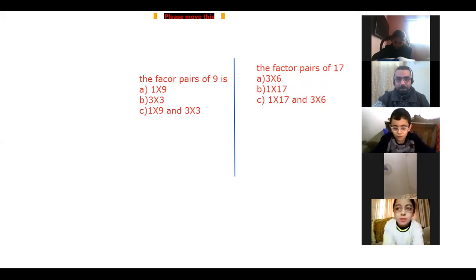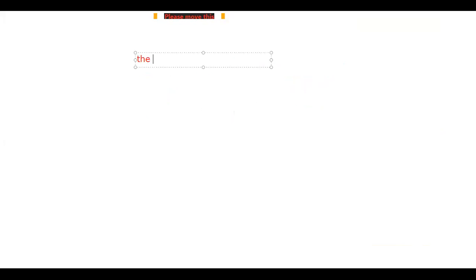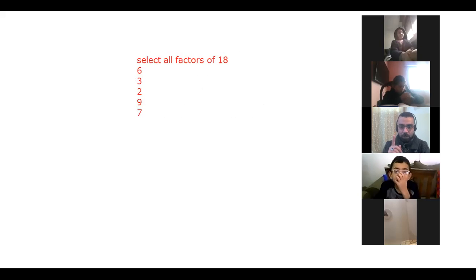Another example. You will see something like this. Select all factors of 18. 6, 3, 2, 9, 7. For this question, be careful with this question. Focus with me now. Natalie, come here, Natalie.